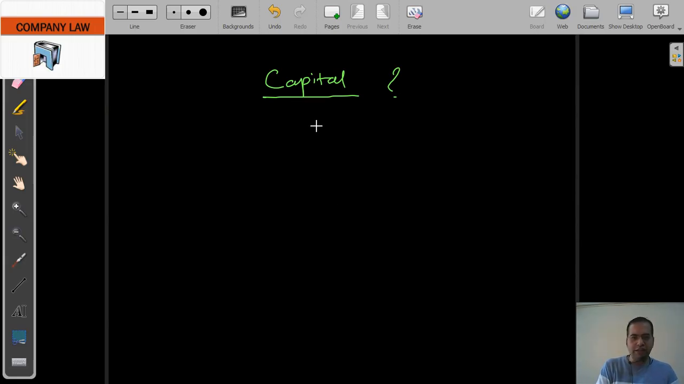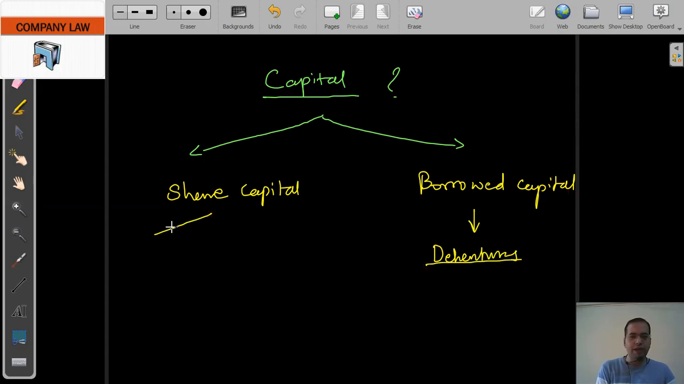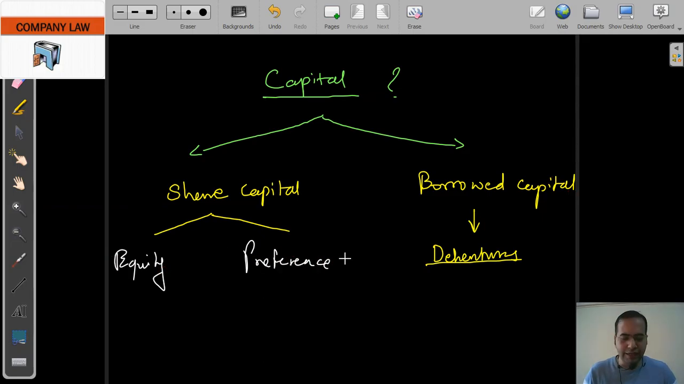So we can broadly classify capital into two categories. First category can be the share capital, and second category we can say borrowed capital. Okay, so under borrowed capital, which type of capital will come? Mainly the debentures will come. Under share capital, again there can be classification into two. So we can say that there can be equity share capital and preference share capital. We'll talk about that in detail.